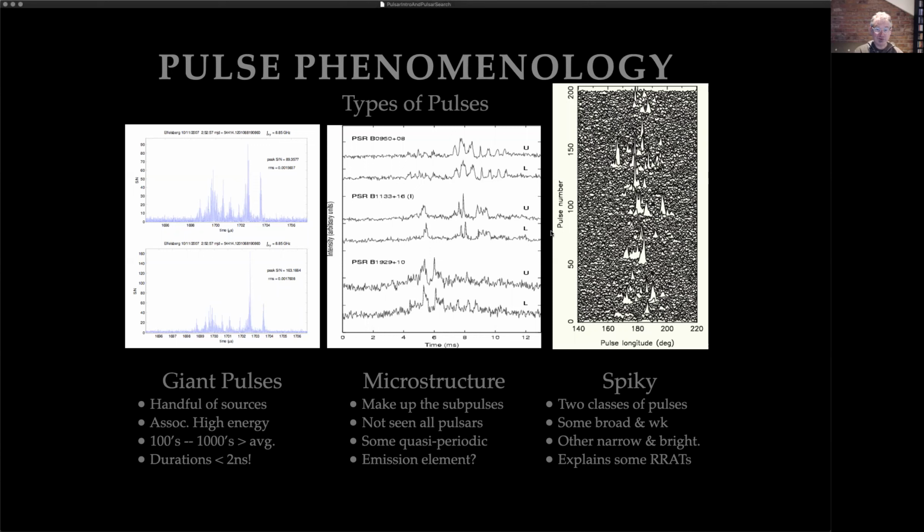There's also microstructure, which is shown here, which has these strange shapes and is not seen in all the pulsars. Sometimes it's quasi-periodic and may be associated with a fundamental emission mechanism. And then there are these other ones which we call spiky emission, and sometimes they're very narrow and bright. This is somewhat reminiscent of what we see from RATs, except we don't see the source being distinctly off, but we certainly see it being much weaker sometimes and then much brighter at other times.